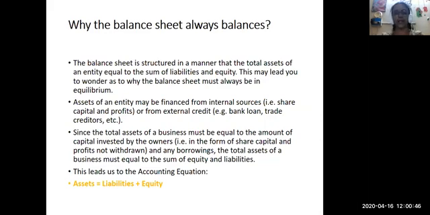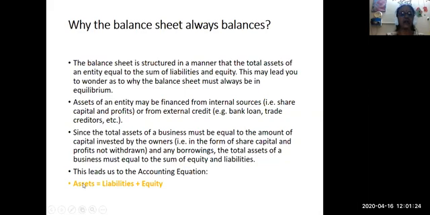So assets of an entity may be financed from internal sources or from external credits. What are the internal sources? Internal sources are share capital and profits. That is the equity part of this equation. And external credit is a bank loan or any other people who can lend money to the business to run the business. The equity part is the shareholder part, and the liability part is the bank loan and the creditors part. That is how the assets are financed.